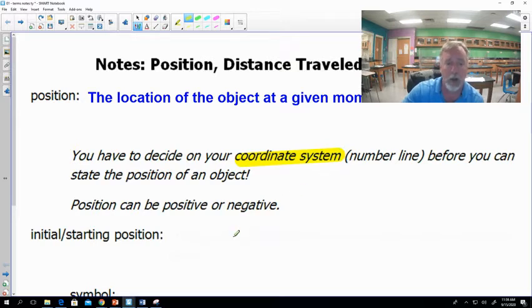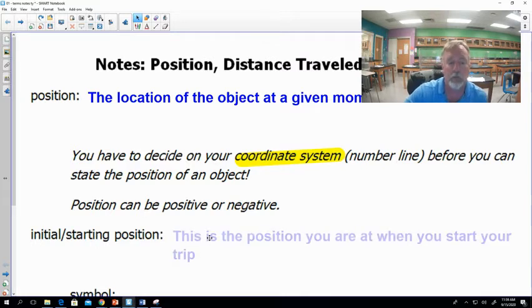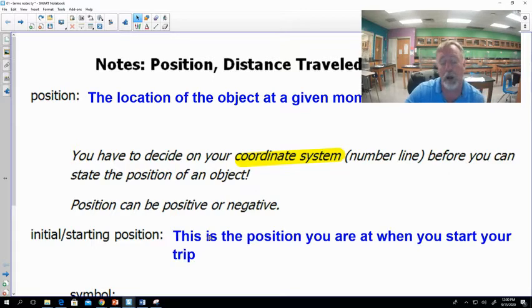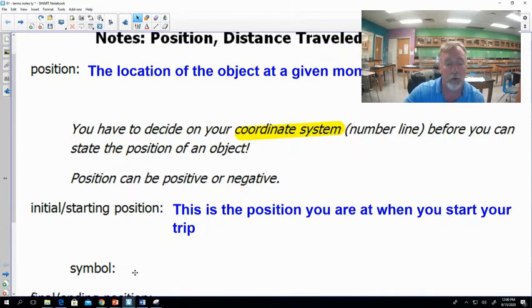Now, our initial position, our starting position, we're going to label two particular positions. This is the position you are when you start your trip. We'll call this the initial or the starting position. Sometimes you'll see this written in a couple different ways when we put it in our math. Sometimes it's an x0, or an x1, or an xi for initial. But I'm going to try to stick with x0.